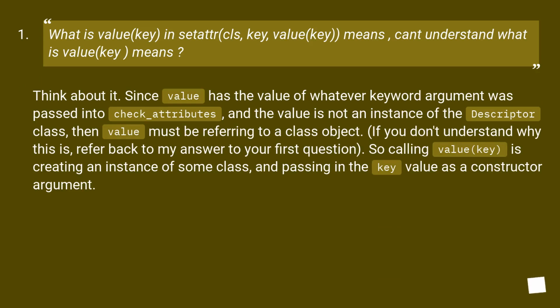What is value key in set_cls? Can't understand what value key means. Think about it. Since value has the value of whatever keyword argument was passed into check_attributes, and the value is not an instance of the Descriptor class, then value must be referring to a class object. If you don't understand why this is, refer back to my answer to your first question. So calling value(key) is creating an instance of some class, and passing in the key value as a constructor argument.